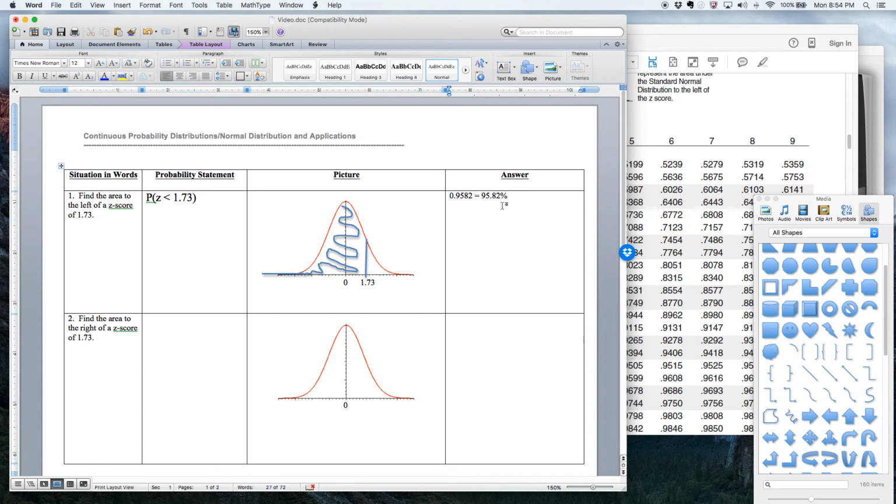Now, what answer should you put down? Should you say the decimal or the percentage? Well, really, it's a matter of what the question is asking you. If they just ask you for a proportion or a probability, most people would leave 0.9582.